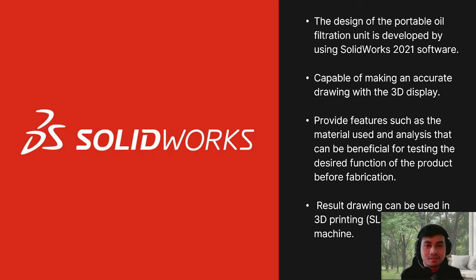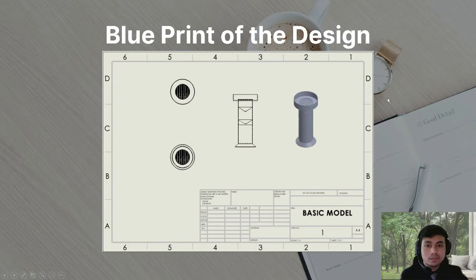And lastly, the resulting drawing can be used in 3D printing, which in this case I use the SLS printing machine. So this is the blueprint of my design. There is the top view of the design, bottom view of the design, and side view of the design, and lastly the 3D view of this design.